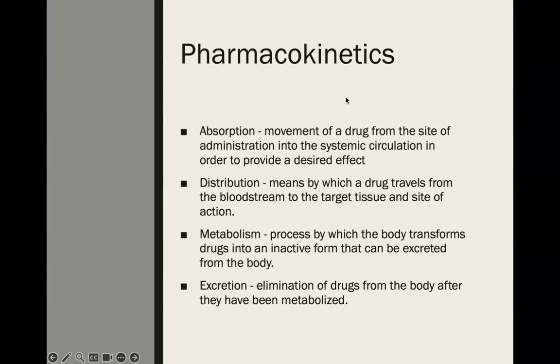You have metabolism. This is the process by which the body transforms the drug into an inactive form that can be excreted from the body. And then you have excretion. This is the elimination of the drug from the body after it has been metabolized.